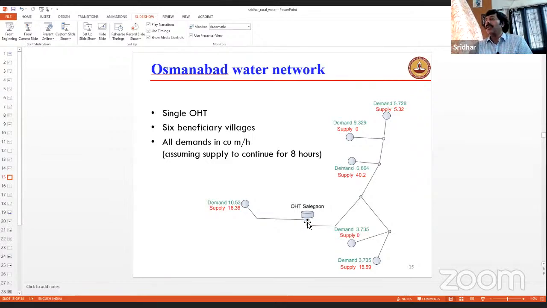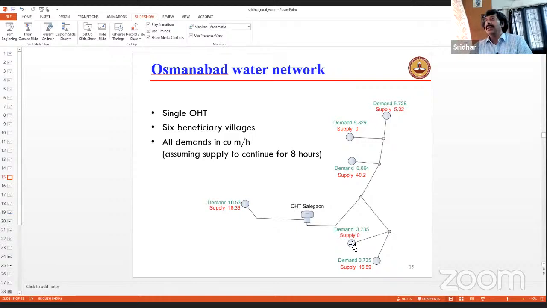Now what happens is, if you open the valves to all of these tanks at the same time, there are some villages which end up getting more water, 18 cubic meters over here as opposed to 10 cubic meters. There are some who are getting 40 as opposed to 6. Remember, these are designed to get 6 cubic meters, but end up getting 40. There are others who were supposed to get 9 cubic meters, but end up getting 0 cubic meters.